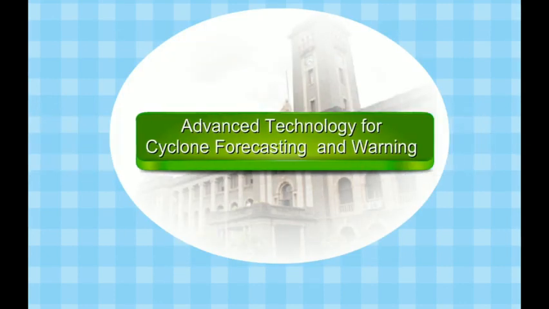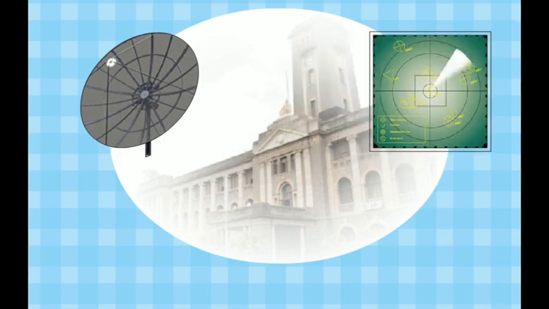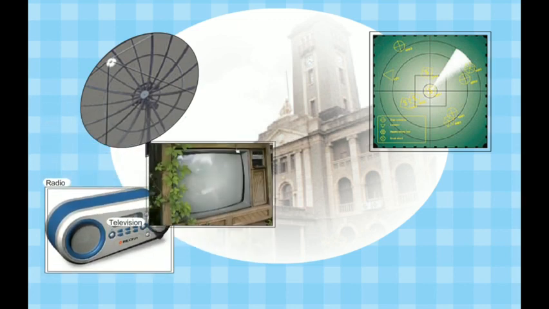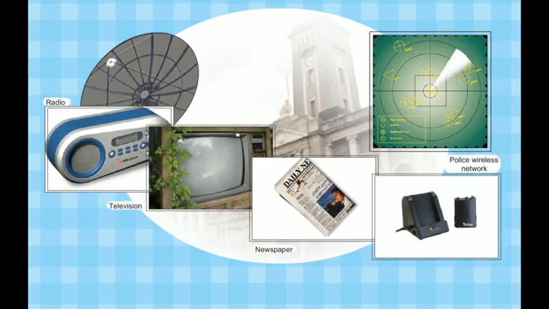Advanced technology for cyclone forecasting and warning. The Indian Meteorological Center is now using advanced technology by making use of satellites and radars for cyclone forecasting and warning. Cyclone warnings are given through a variety of communication media such as radio, television, newspapers, and the police wireless network.